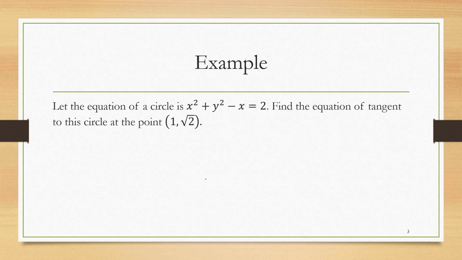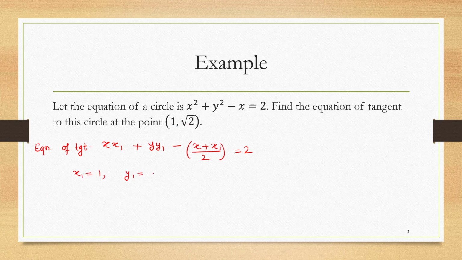Let's see an example. The equation of a circle is x square plus y square minus x equal to 2. Find the equation of tangent to this circle at the point (1, square root 2). Let's see. So x square is replaced with xx1, y square replaced with yy1, x is replaced with (x plus x1) by 2. So this is the equation of tangent at point (x1, y1). We have to find it at point (1, root 2), so we take x1 equal to 1 and y1 equal to root 2.